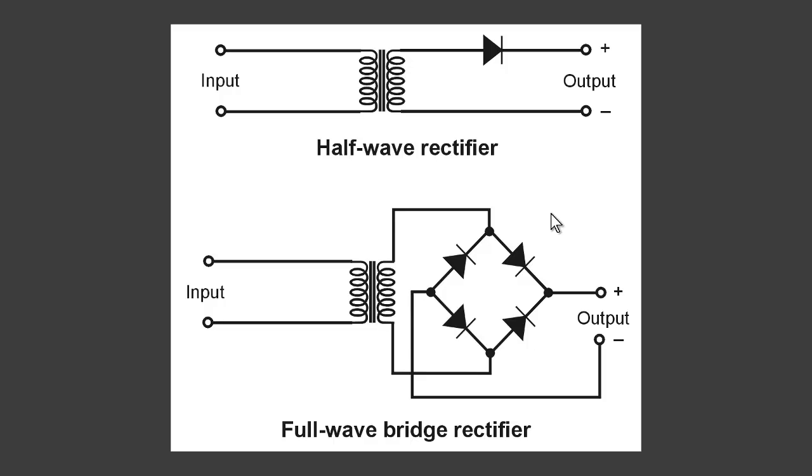Choice B: the full wave bridge rectifier places less strain on the diodes. Well, that's true, mainly because there are 4 diodes sharing the burden here, but the single diode has to do all of the work here. So choice B also works.